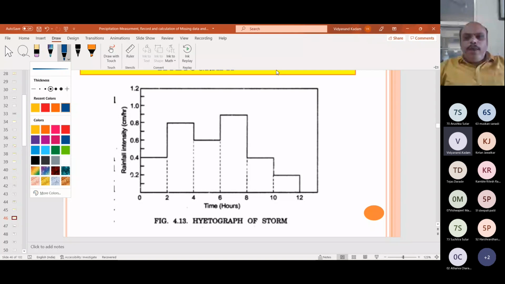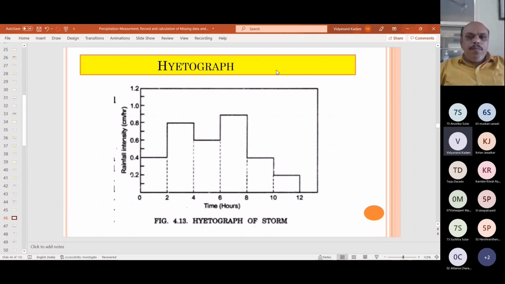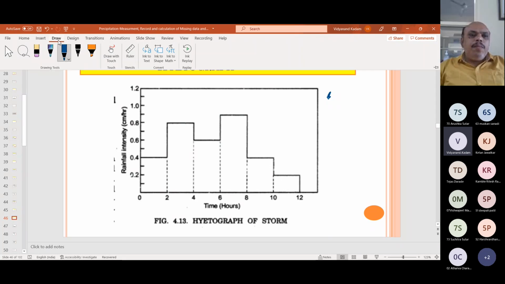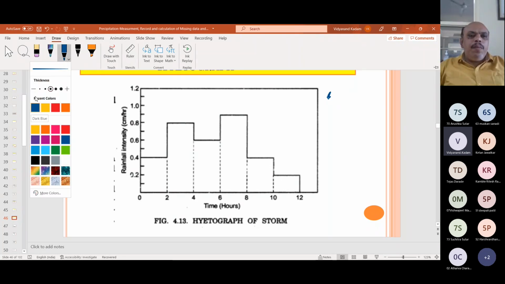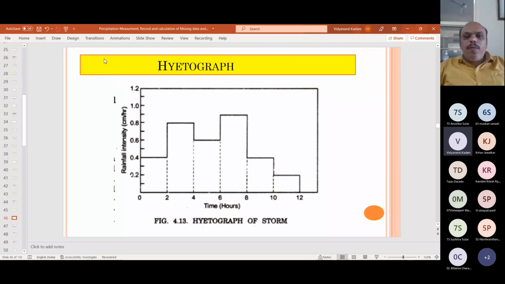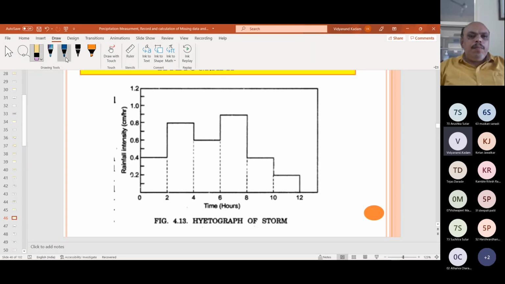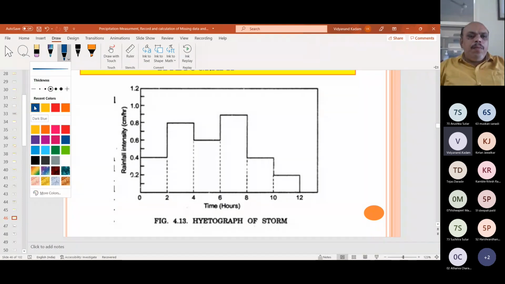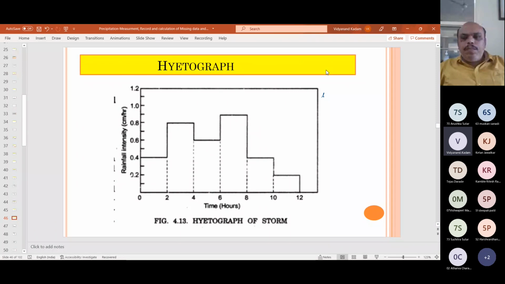What is the formula for rainfall intensity? Rainfall intensity I is equal to total precipitation P upon time T. This is rainfall intensity, and here it is expressed in centimeter per hour.